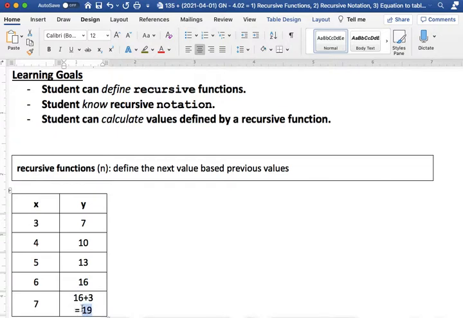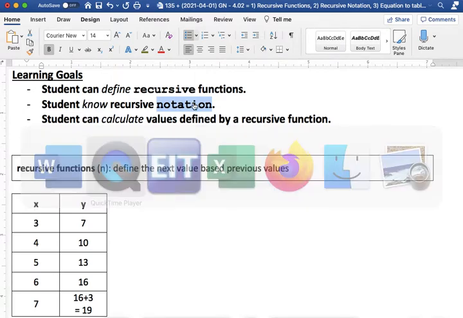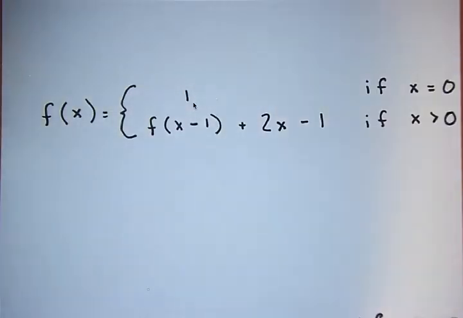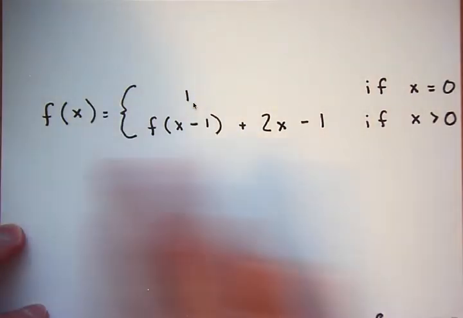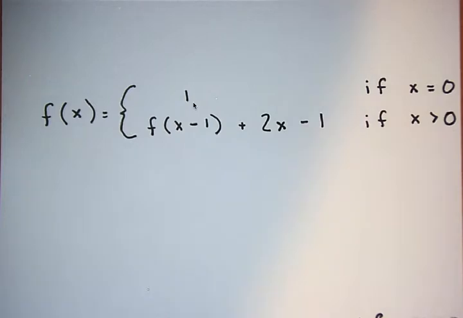Okay, so if a recursive function is an equation that uses previous values, let's talk about how do you write a recursive function. This word notation is basically just how do you write something. Okay, so let's use this as our example. So this right here is a recursive function. This is recursive notation. This is how you write a recursive function. So how do you read this? Well, one way of thinking about this is reading it from right to left.